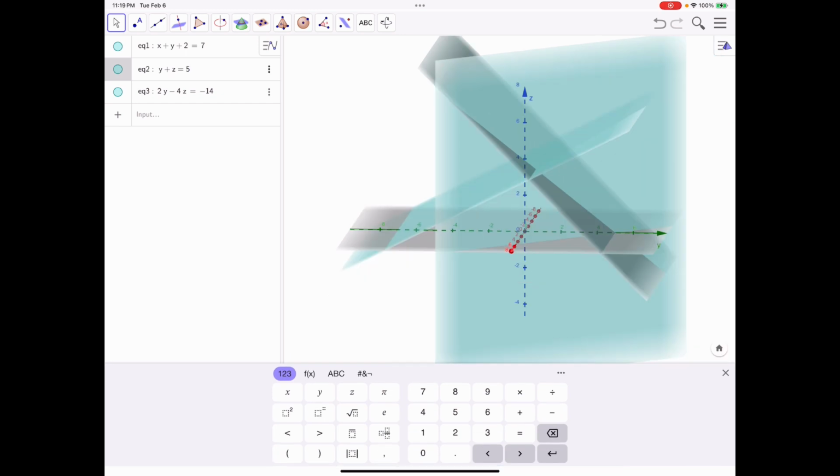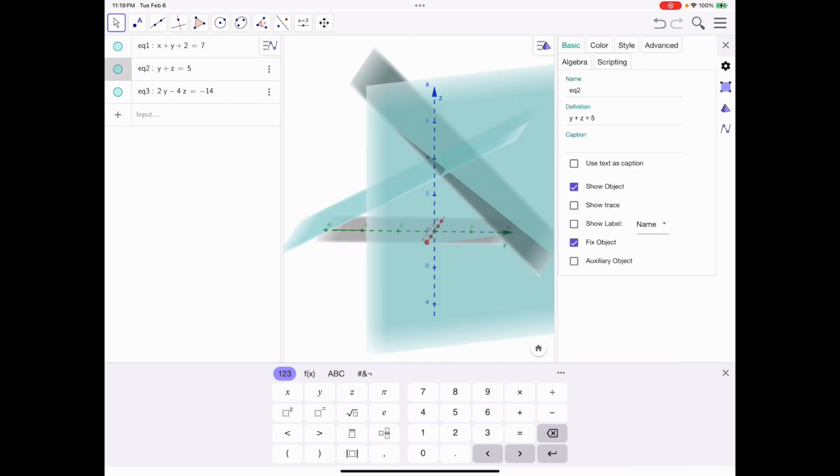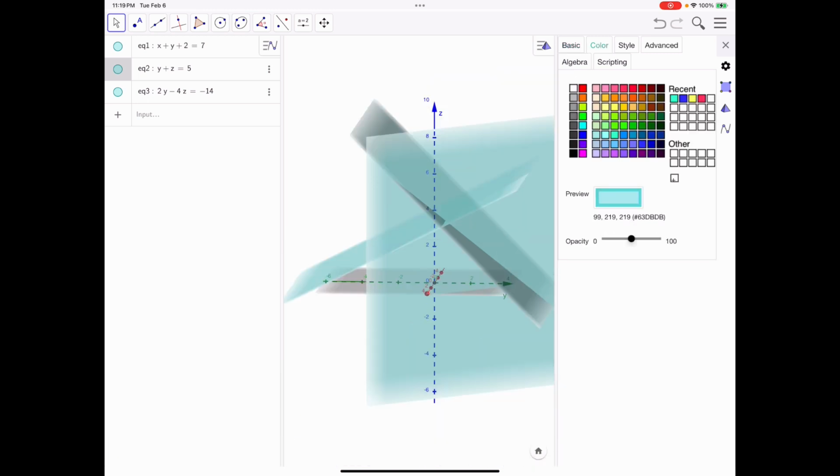I can change the color here in GeoGebra. I don't want to mess around with this too much because I'm going to wrap up this video.